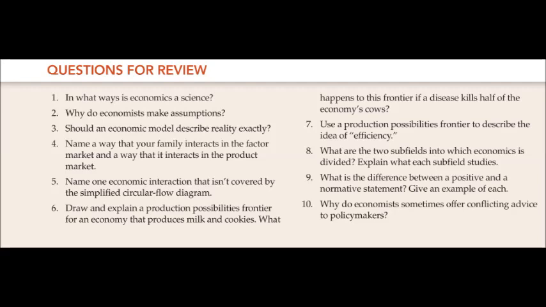Question number 6. Draw and explain the production possibility frontier for an economy that produces milk and cookies. What happens to this frontier if a disease kills half of the economy's cows? The production possibility frontier is also known as a production possibility curve or the transformation curve.